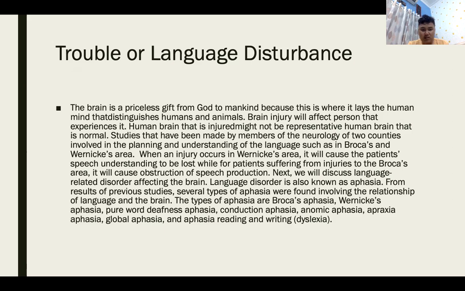Next, we will discuss language-related disorders in the brain. Language disorder is also known as aphasia. From the results of previous studies, several types of aphasia were found involving the relationship of language and the brain. The types of aphasia are Broca's aphasia, Wernicke's aphasia, pure word deafness aphasia, conduction aphasia, anomic aphasia, global aphasia, and aphasia of reading and writing, dyslexia.